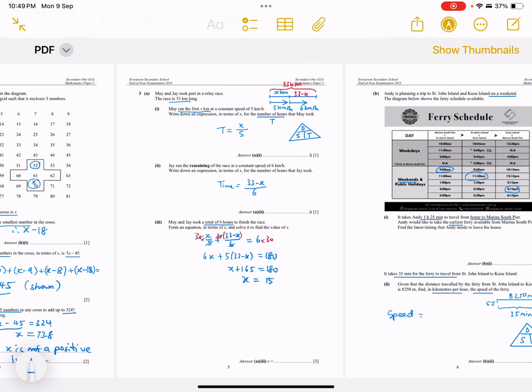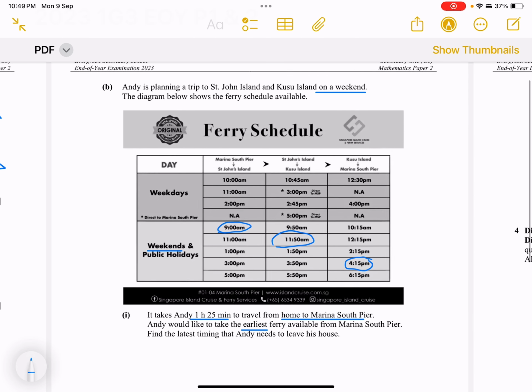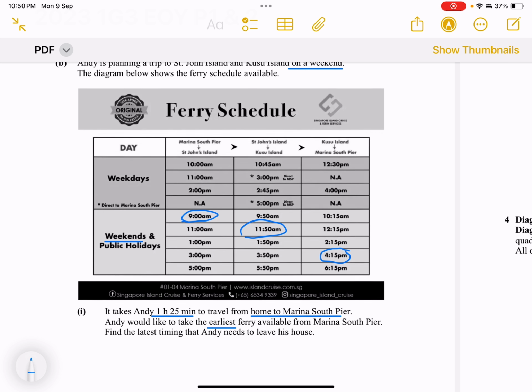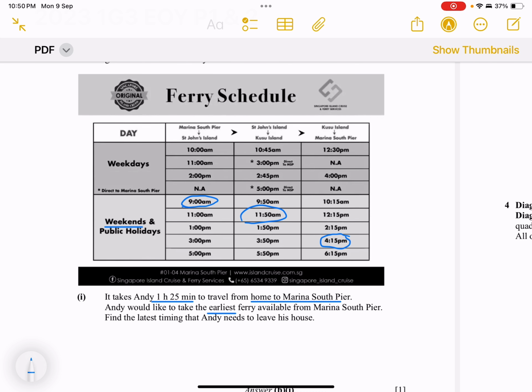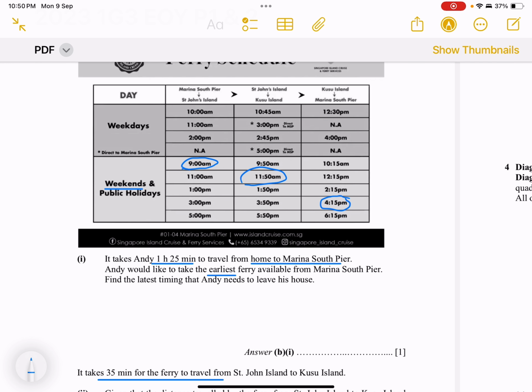Okay, now let's move on to the next part. This one is a different sum about a trip. Andy is planning a trip to St. John Island on a weekend. Right? Then the timing is given. And Andy takes 1 hour 25 minutes to travel from home to the pier. Right? So what is the earliest ferry that is available?